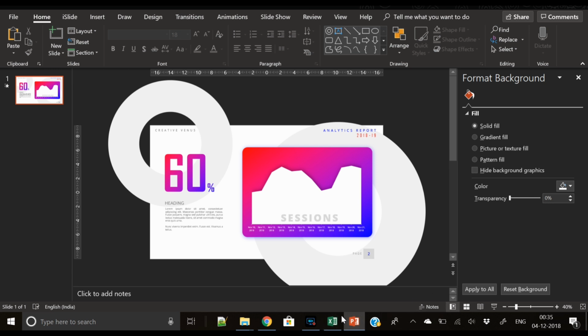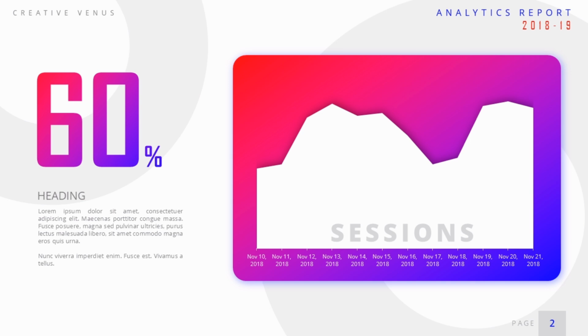Now the slide is ready, and let's see it in full screen, the slideshow mode. It is looking really beautiful, and this is just one slide. You can create multiple slides with different charts and apply the morph transition to make it look more beautiful. In my next video, I will take this chart as a base and create multiple slides with different chart designs, and then I'll apply the morph transition.